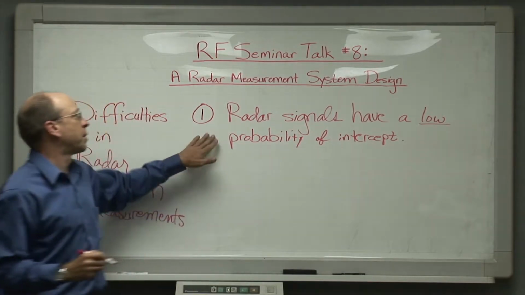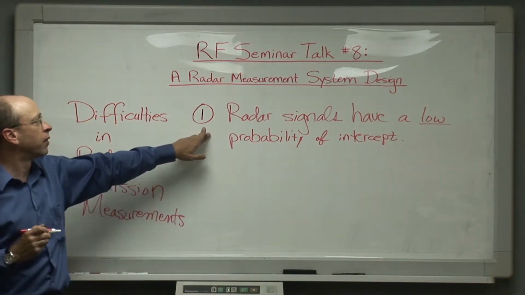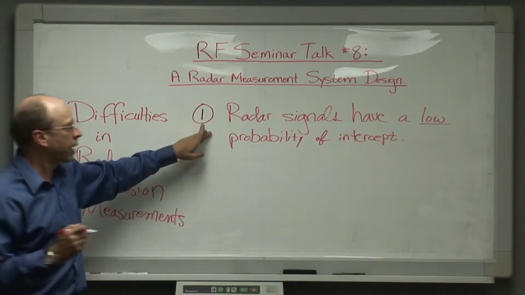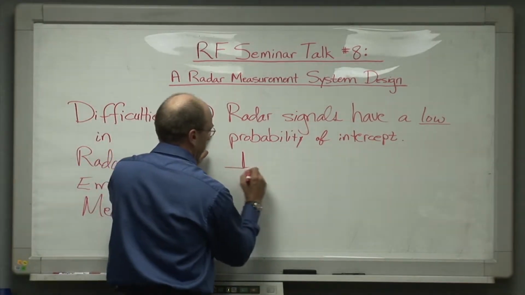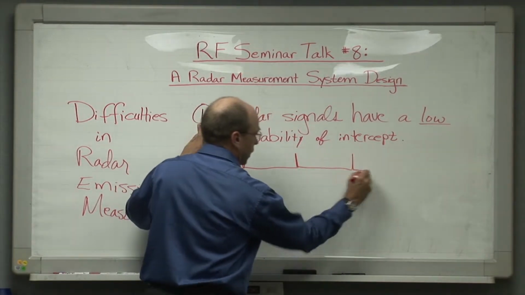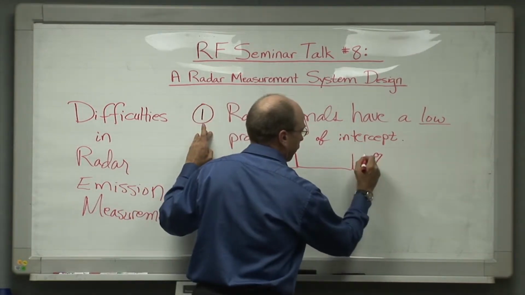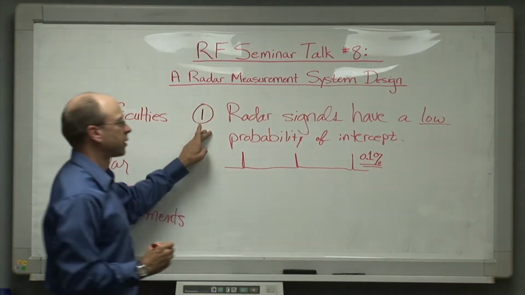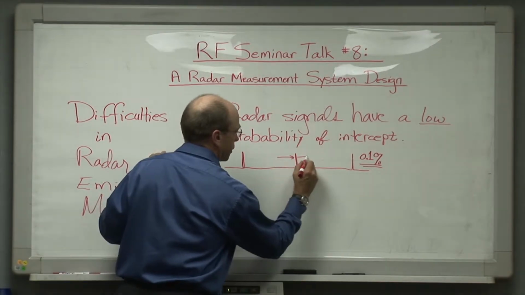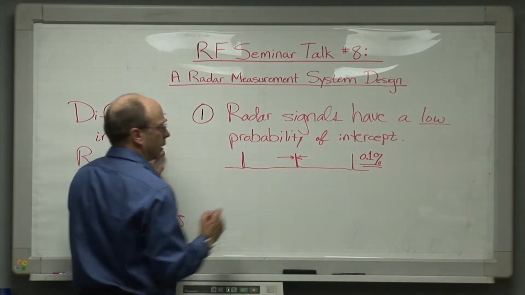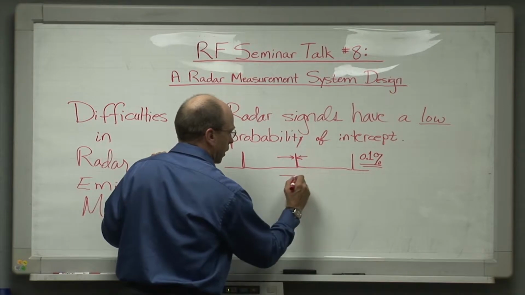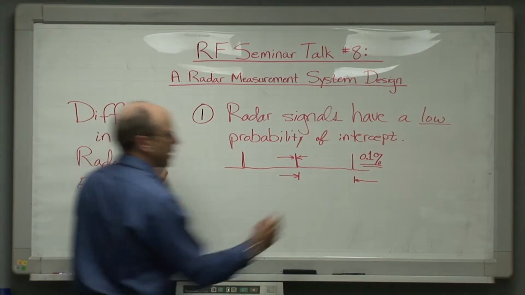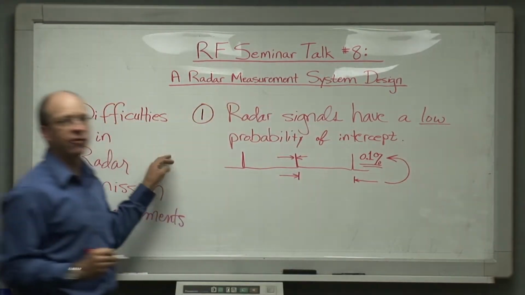When I say a low probability of intercept, going back to the talk even before number 7 where we discussed how radars are designed and how they're built, recall that a radar typically is transmitting pulses that are only on for 0.1% of the time. In other words, the ratio of the pulse width to the interval between pulses for many radar types is about 0.1%.